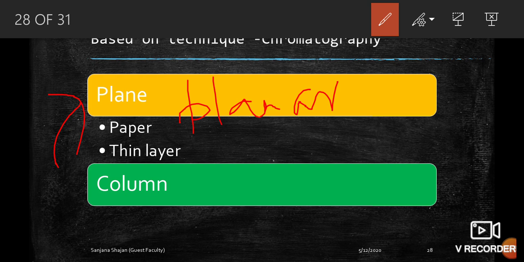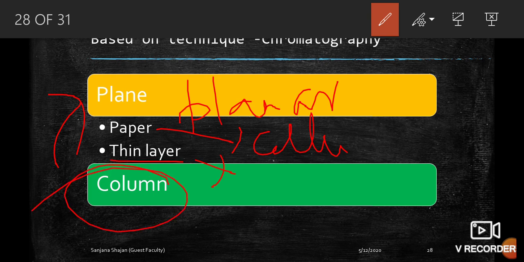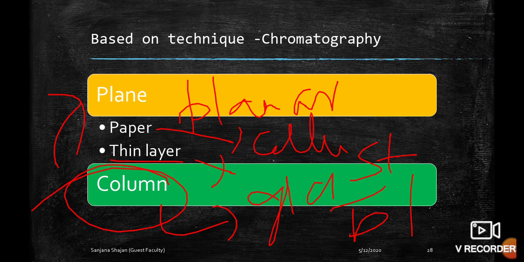In that, again, you have paper and thin layer. In paper, the stationary phase is coated on the cellulose fibers of the paper, whereas in thin layer it is coated on plastic or glass. For example, in thin layer, if you take silica for separating, you coat the silica on a glass slide. And then you have column, where the stationary phase is coated on a glass or plastic column. Once you understand this, the next slide will be easier.